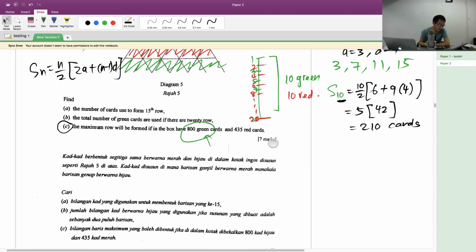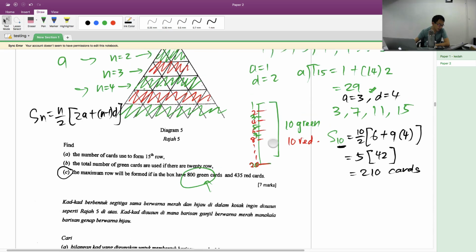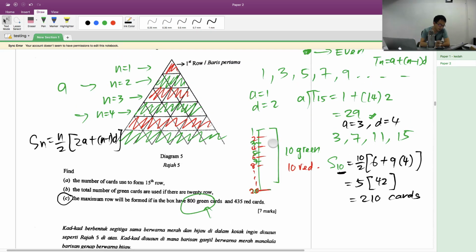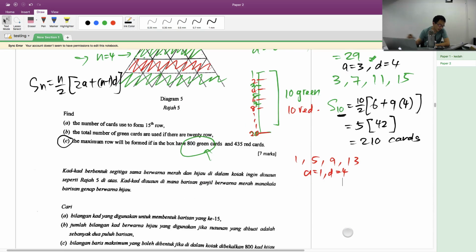So what I want to do is form a sequence using the red color. The red color will start with one triangle, and then the next one, 1, 2, 3, 4, 5, 5 triangles. The next one is 9, the next one is 13. So a is 1, d is 4. Now I want to know if I have 435, how many I can use.